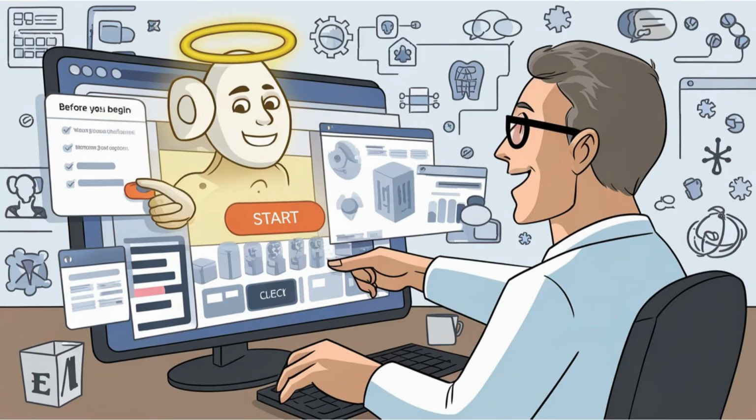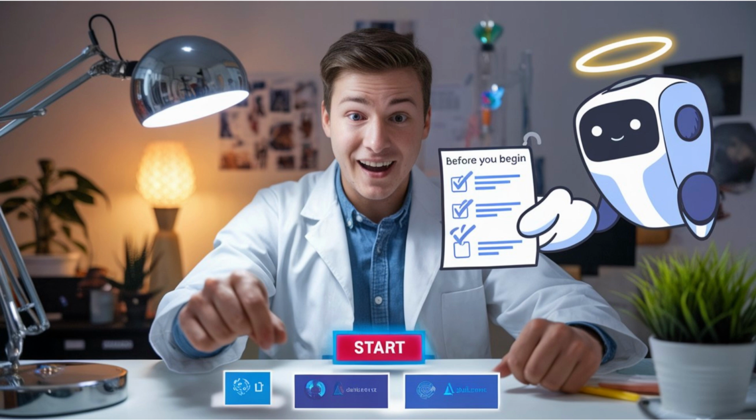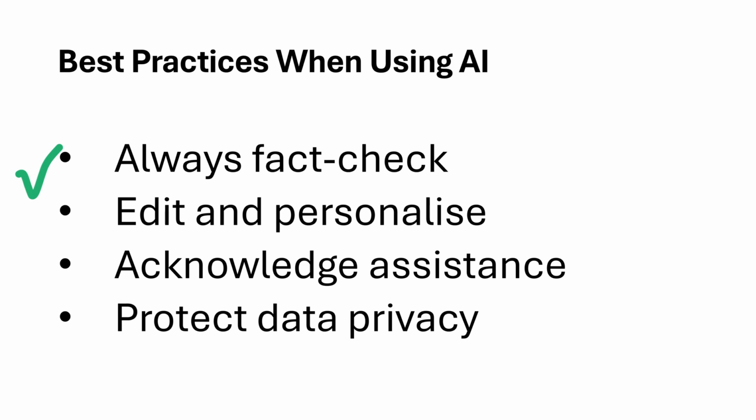Before you dive headfirst into using AI for your research writing and communication, here are a few important tips to keep in mind. Always fact-check AI outputs. AI can sound confident, even when it's wrong. So, make sure to verify any facts, stats, or references it gives you. Edit and personalize before you publish. Think of AI as your first draft buddy. The final voice should still be yours, especially if you want your work to feel authentic and credible.